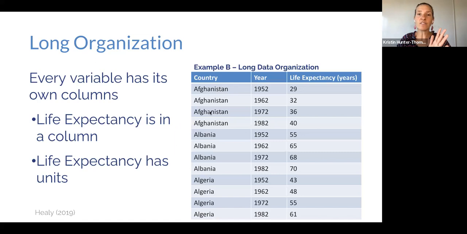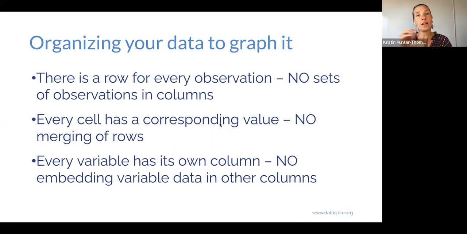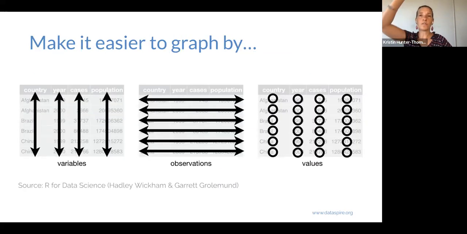We want Afghanistan to show up 4 times, even though it is repetitive, because that helps when we're getting our graphing programs to graph the data. That's what they're looking for. They don't want it merged. And every variable has its own column, as we've talked about, no embedding of the variables. So we've got our variables or our attributes, we have our observations, and then each cell has a value for each of those observations and each variable or attribute.